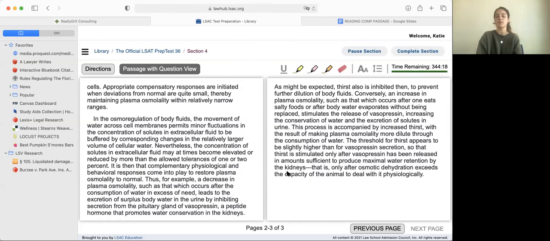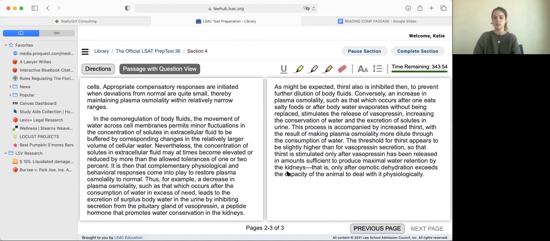Boom. So without even moving on, we already know that vasopressin is another word we have to add to our list of words we're responsible for, because of the way it was defined in the text. So it's a peptide hormone promoting water conservation in kidneys. As might be expected, thirst also is inhibited then to prevent further dilution of body fluids.